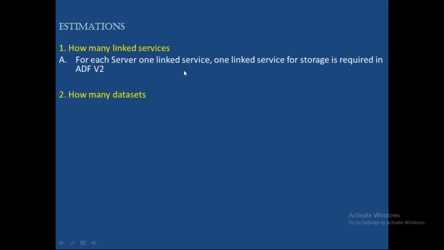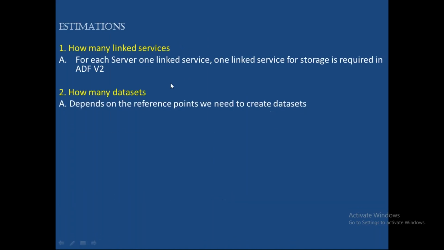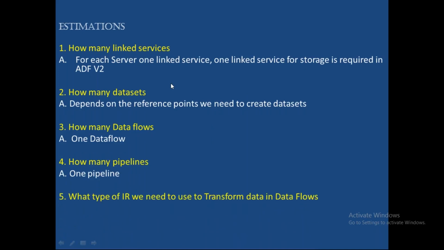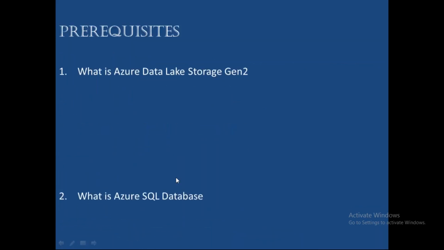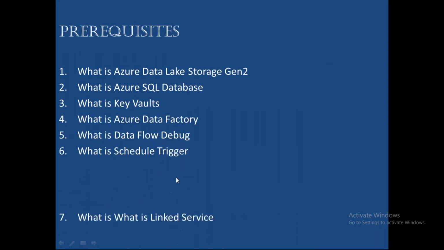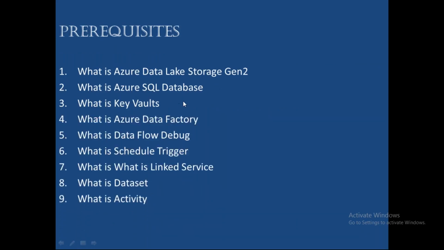Okay, anyhow, short estimations: one linked service. So I'm going to create one Data Lake Storage Gen2, one SQL server. So two linked services I need. Depends on reference points, I need to create datasets, one data flow, one pipeline, and I need an Azure IR to dispatch the job. Okay, so Data Lake Storage Gen2, all these things we are aware of, right? SQL database, key vault, Data Factory, data flow, debug, schedule trigger, linked service, dataset, activity, pipeline.